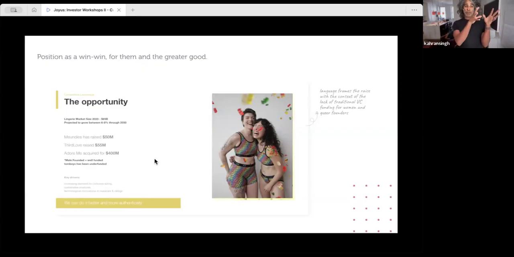Here we're framing the raise, but we're also giving the context. We're not just saying that VC money mostly goes towards men. We're actually showing you how it impacted us in this market. Here are three companies that started at the same time as Tomboy X, so much bigger brands, and what is their unique characteristic? It's that they're male founded, right?